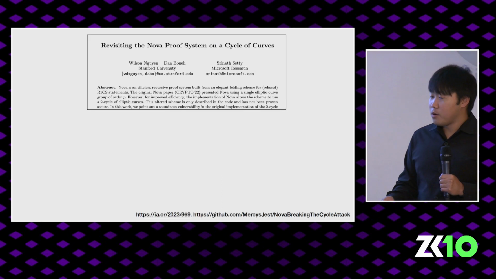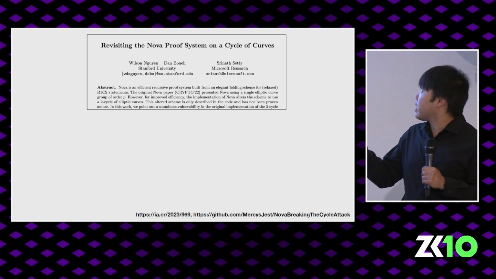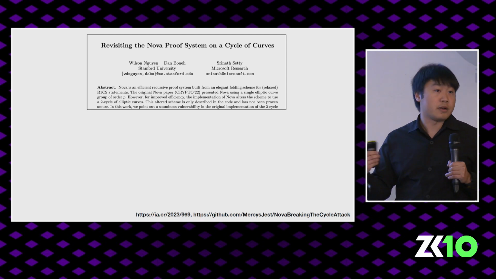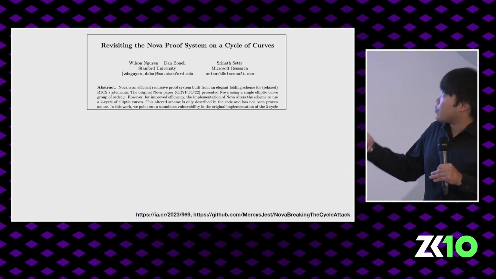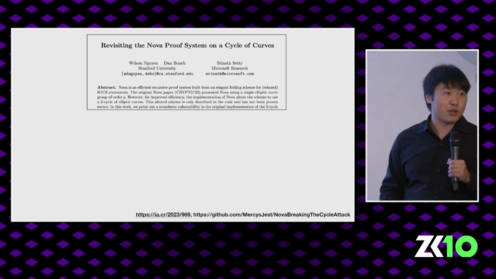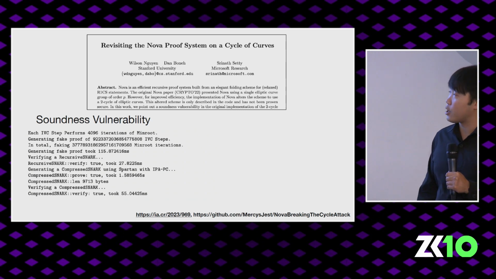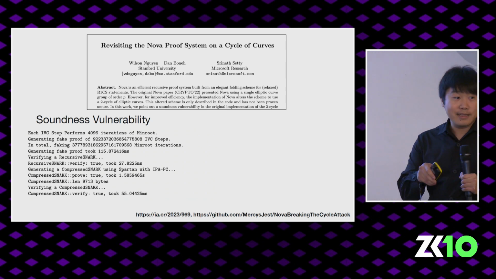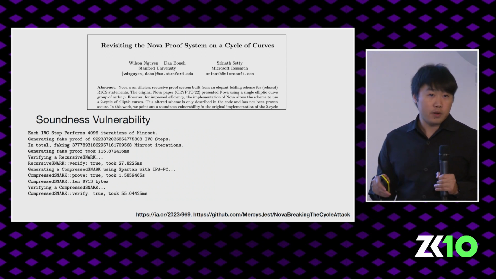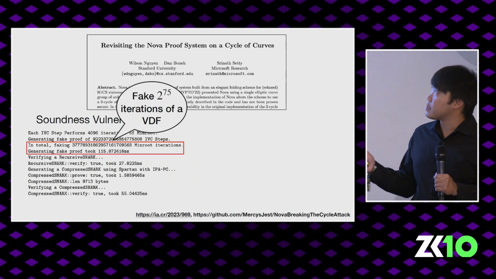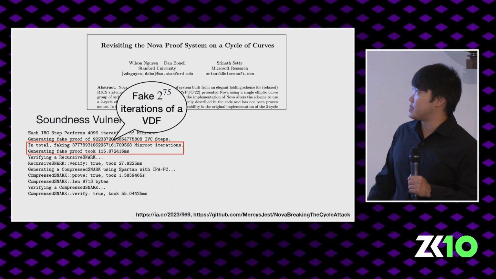And so over the course of that April, I collaborated with my advisor, Dan Boneh, and Srinath Setty, who is the lead author on Nova and also the lead implementer for the modified scheme. And we wrote Revisiting the Nova Proof System on a Cycle of Curves. In this work, we formally described the soundness vulnerability that occurred in the modified scheme, and we demonstrated that this vulnerability was indeed real by generating a false but accepting proof of 2 to the 75 iterations of the MinRoot VDF in only 115 milliseconds.